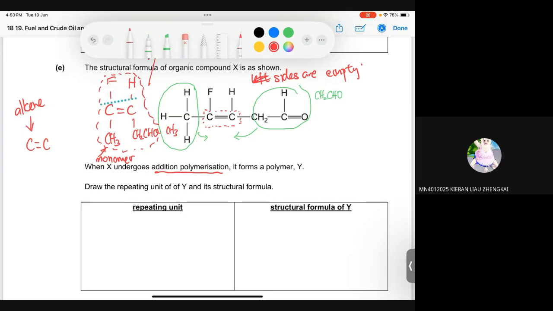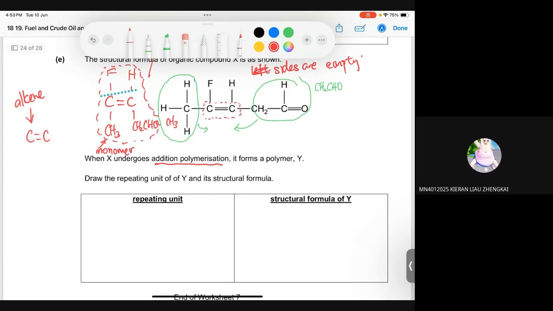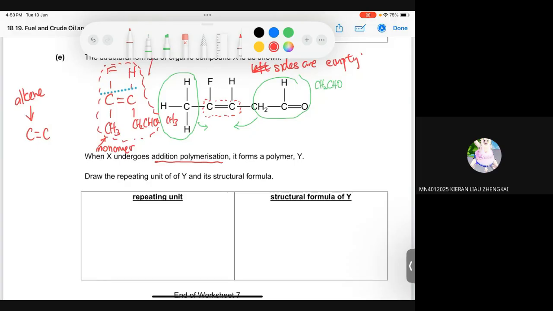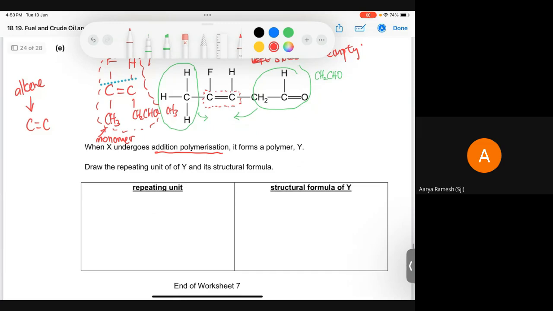Hey, Arya, help me. Next, your turn. Give me the repeating unit. Wouldn't it be the same as the monomer? Okay, so I draw the monomer first, so that it's easier for you to try to tell me what to change.